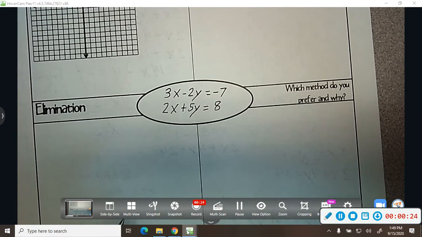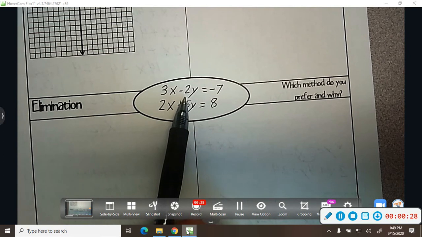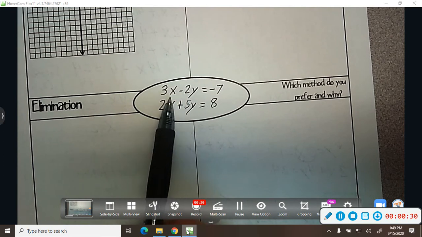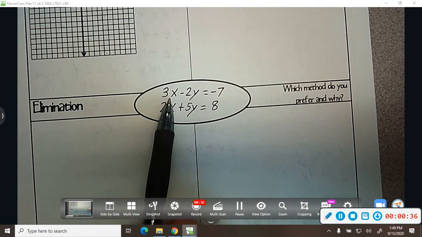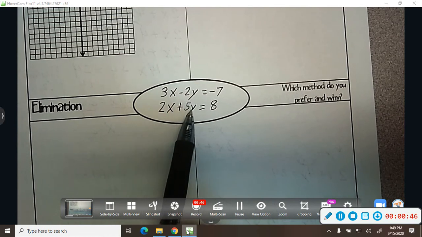And the reason why I think elimination is because if you look at this, none of them are isolated for a variable. We don't have x equals or y equals. That's what isolating means. And also, every single variable has a coefficient. So for x, it has a 3. For y, a negative 2. For x, a 2. For y, a 5.